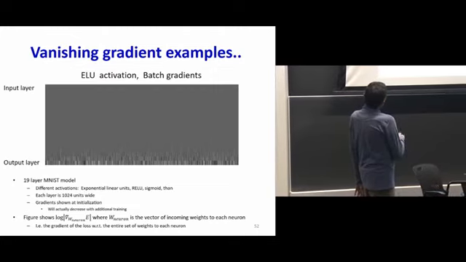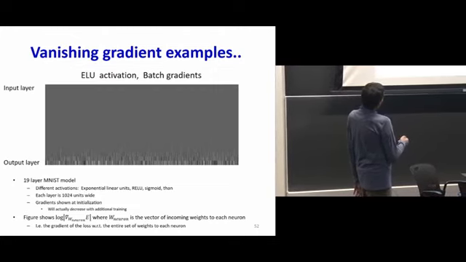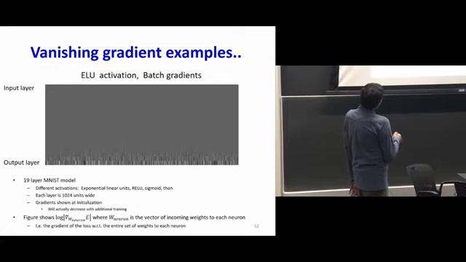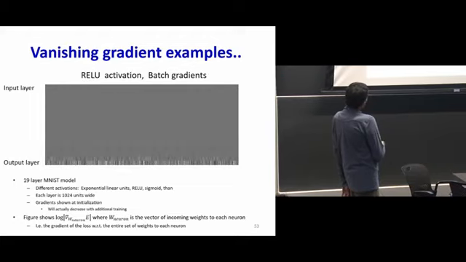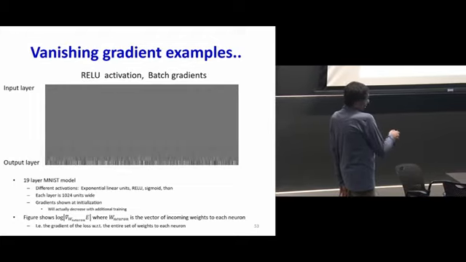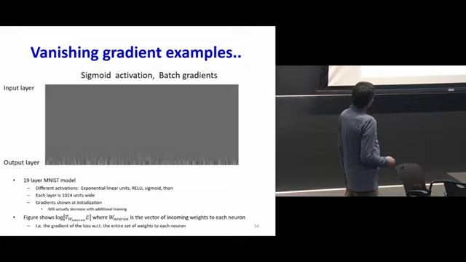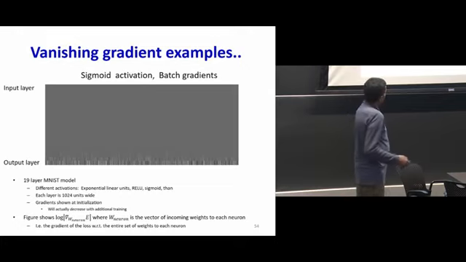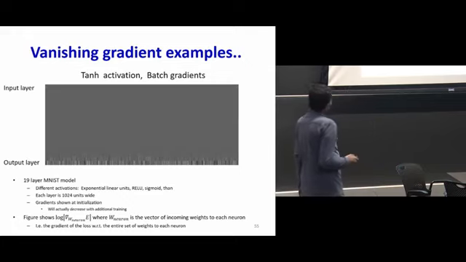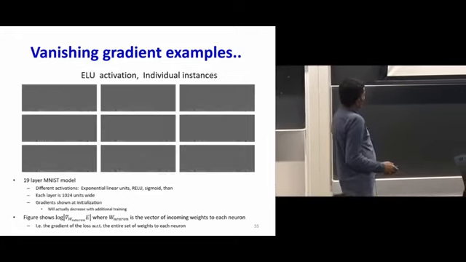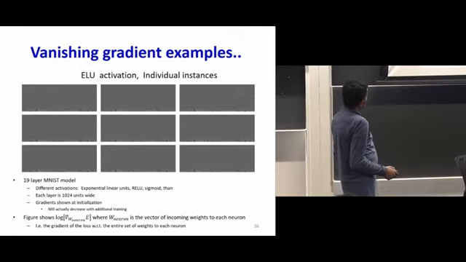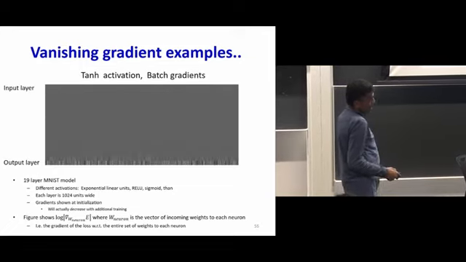So this is with the ELU activation. You can see in batch gradients that the gradients sort of persist until maybe somewhere here. If I use ReLUs, they become vanishingly small much sooner. If I use sigmoids, they vanish even faster, right? TANHs, even worse.